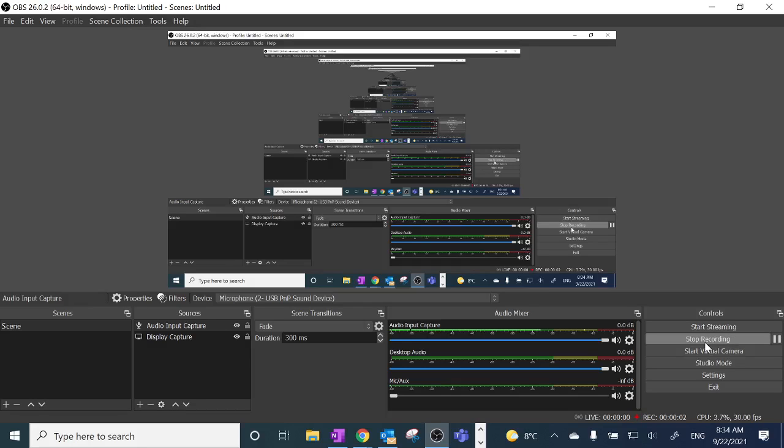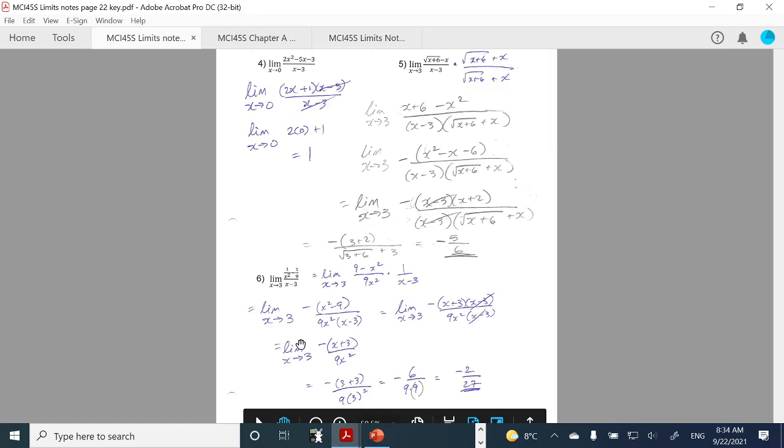There we go. Okay, so this is Tuesday's class, and no, Wednesday. This is Wednesday's class, and the first thing I had on the board for people as they came in was the answer key to page 22. So here it is. There's a link to it on the blog as well.